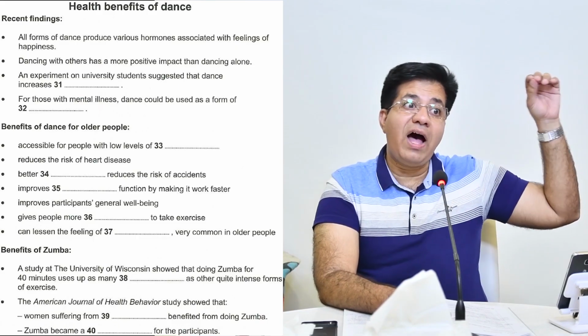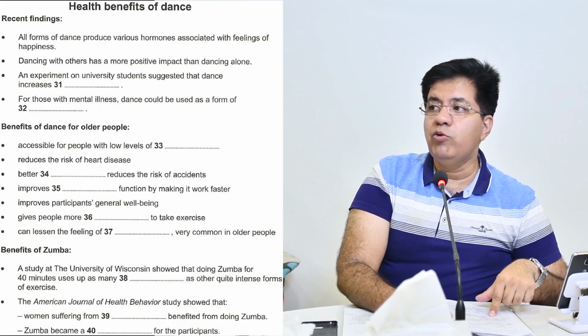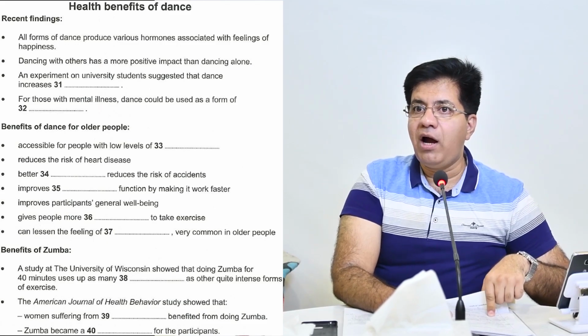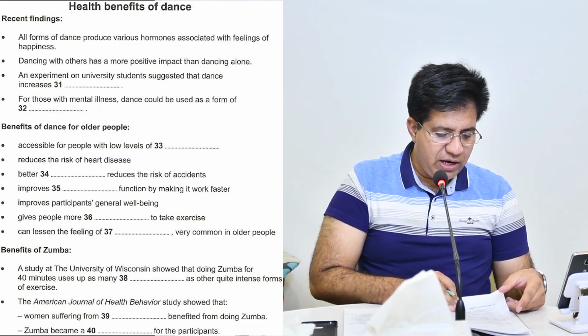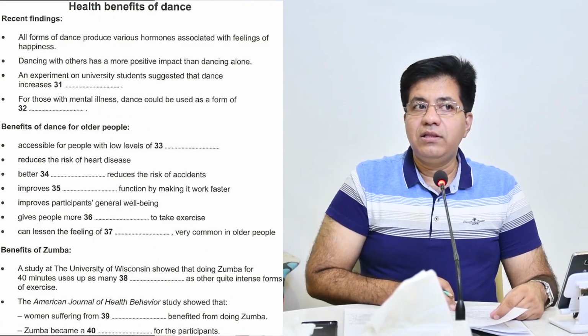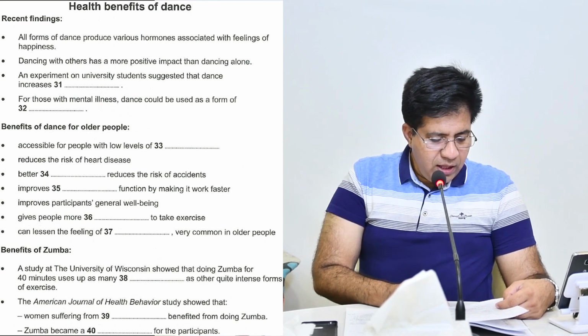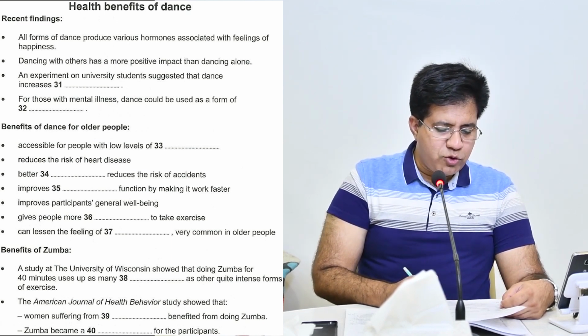Can reduce older people's sense of isolation. And the word for lessen is reduce. Reduce and lessen, see that? In Part 4, mainly it's all about synonyms. Isolation is the right answer. Isolation means loneliness and all that, right? Okay. Question number 38.